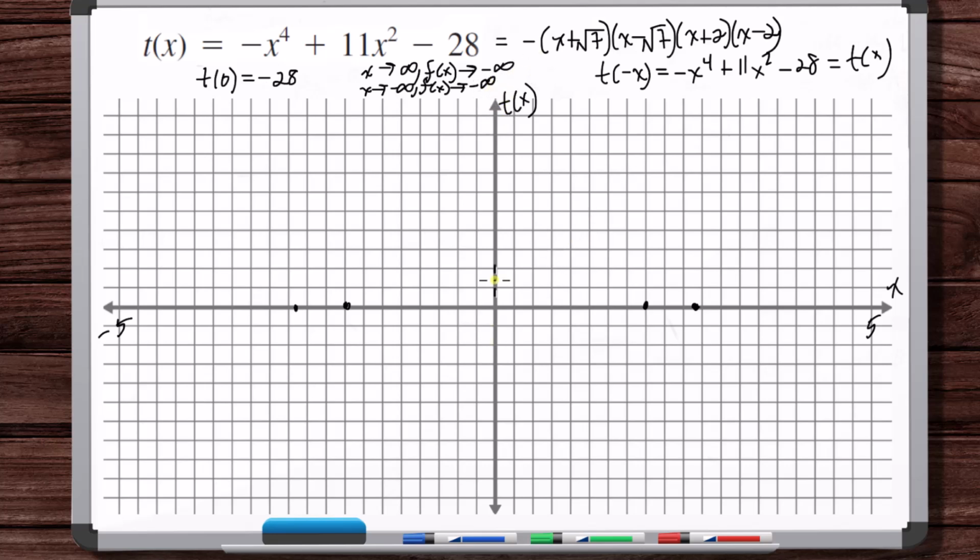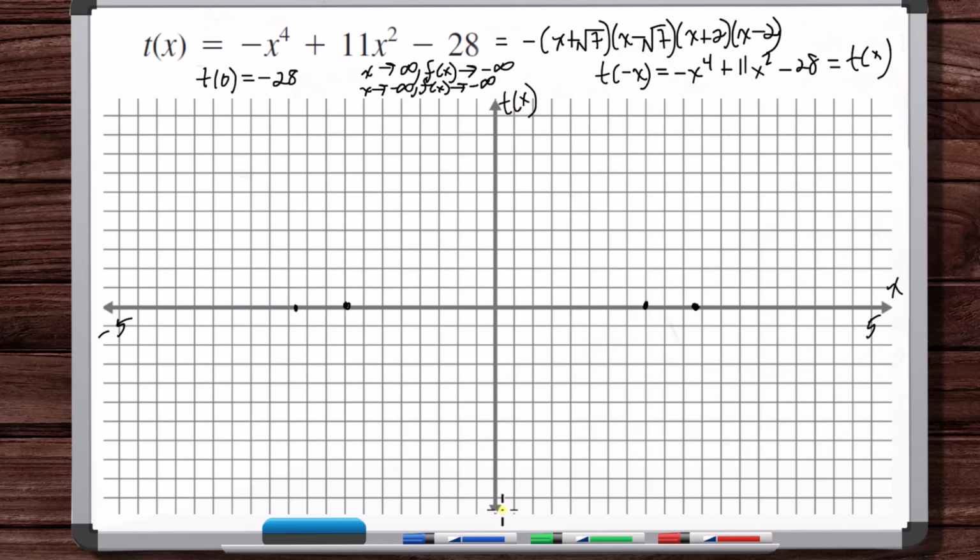Okay, and so this is enough to, we could just do a rough sketch here. So we've got, let's see, going to negative infinity, and then it's going to be symmetric. So this will have to be like the bottom point. The graph's going to look something like that.